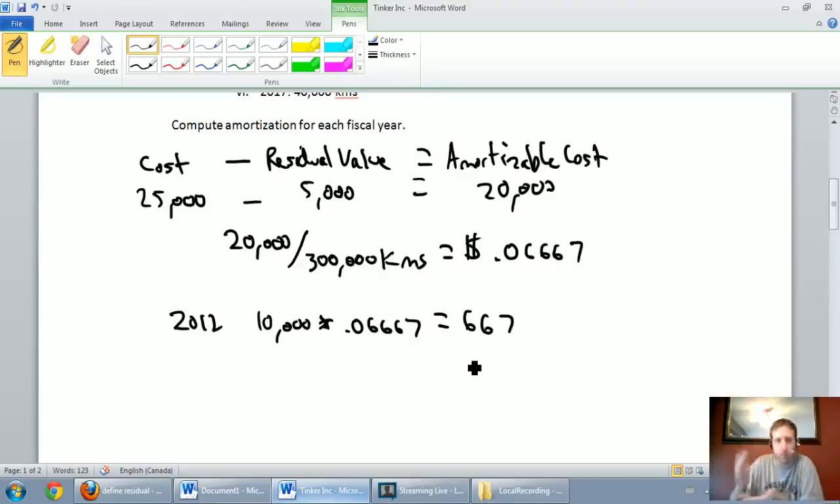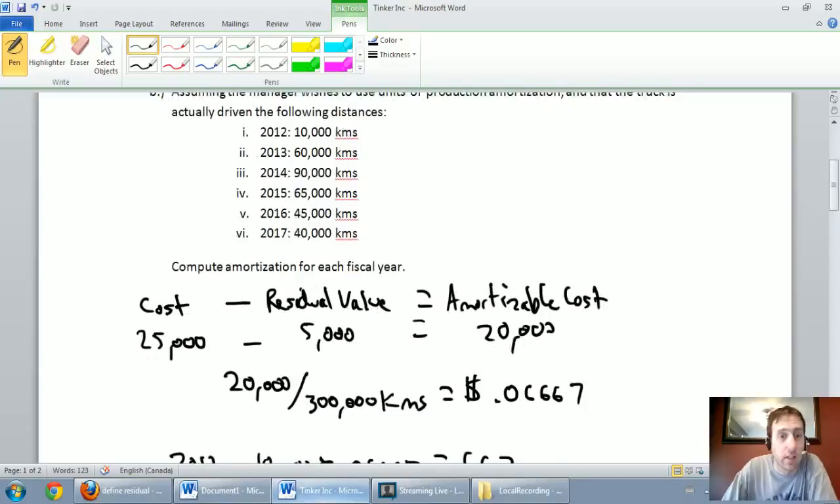We didn't do it based on years or months. We're amortizing based on kilometers. If I drove 10,000 kilometers, my exact amortization should be 667. It shouldn't be 4/12 of that. So again, it's not based on time, it's based on kilometers. We've calculated the number correctly. Let's carry on to the next year.